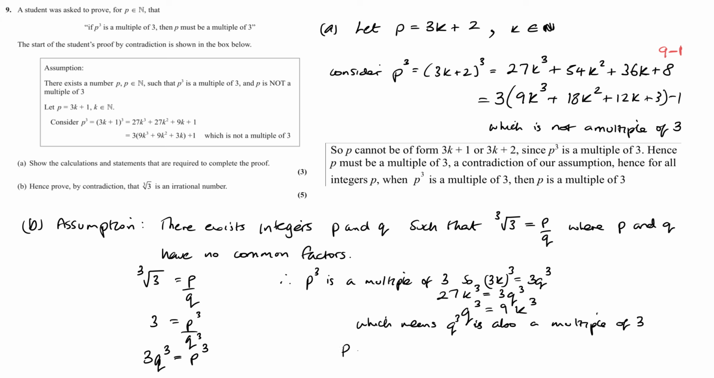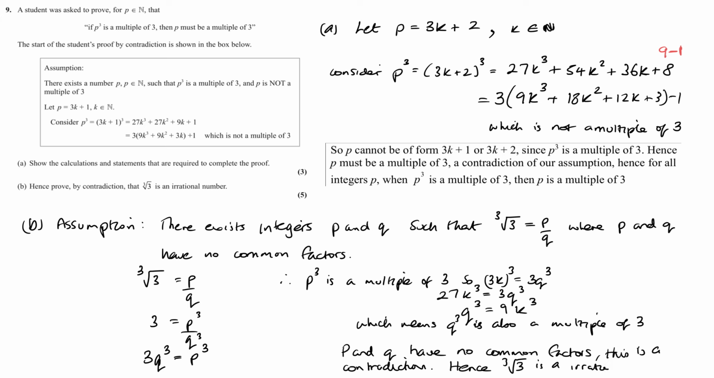Now it says P and Q have no common factors. This is a contradiction. Hence, the cube root of 3 is an irrational number. So something along those lines.